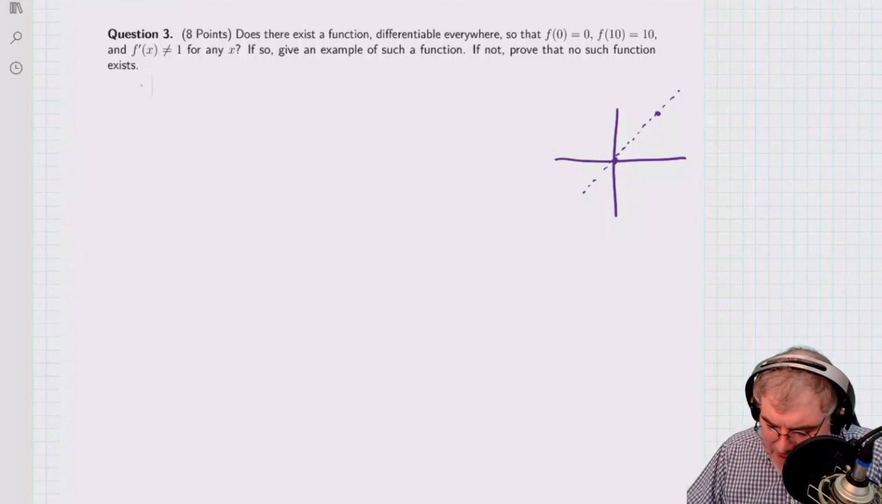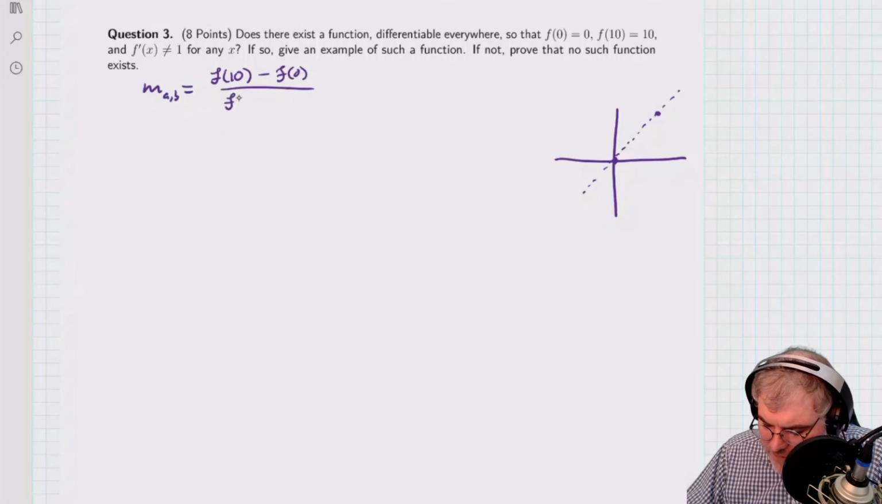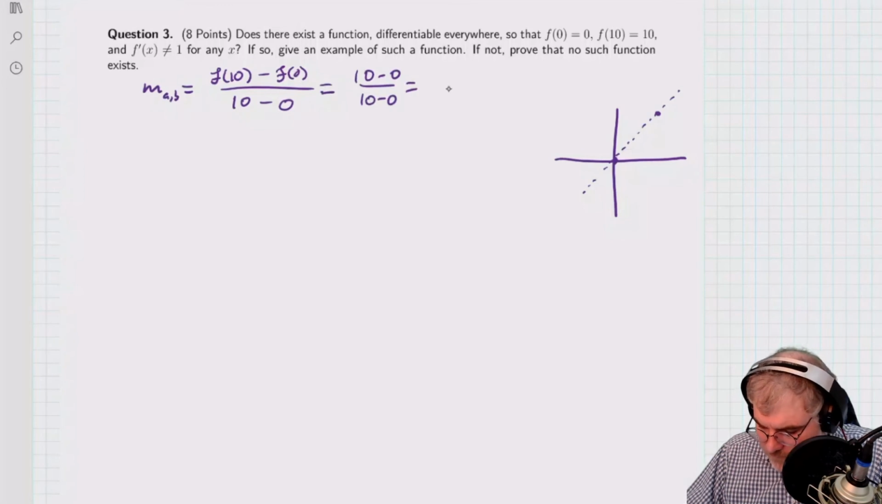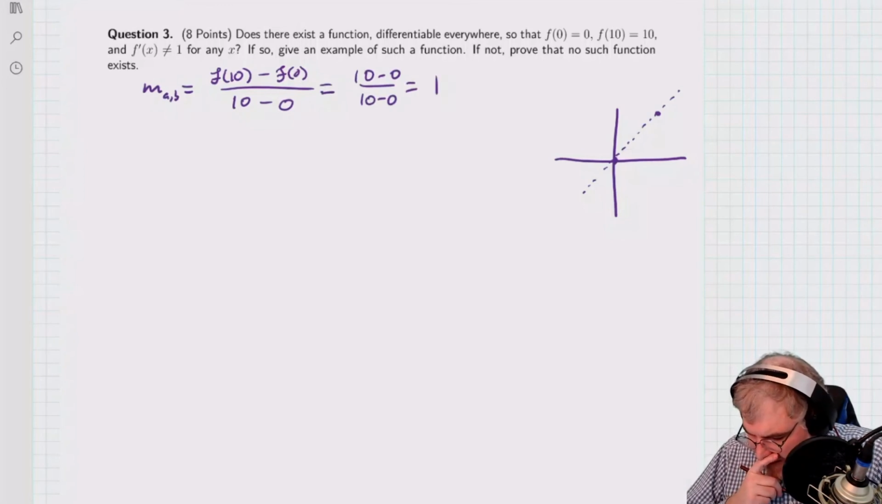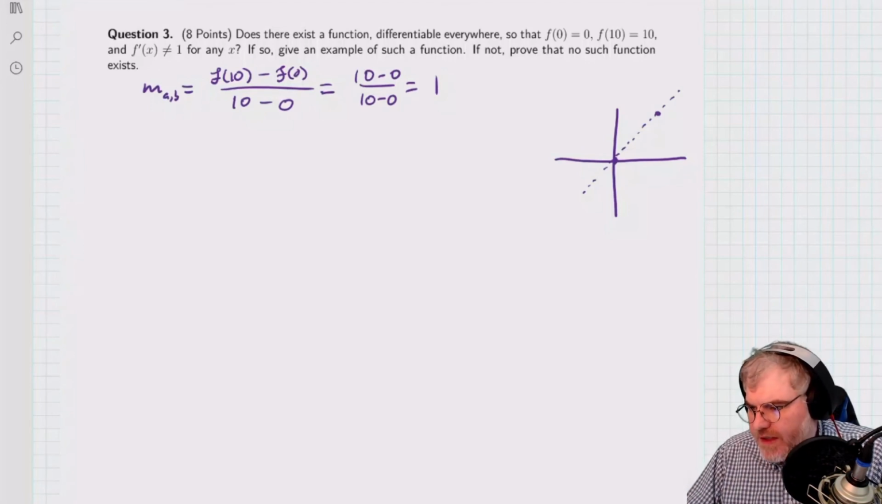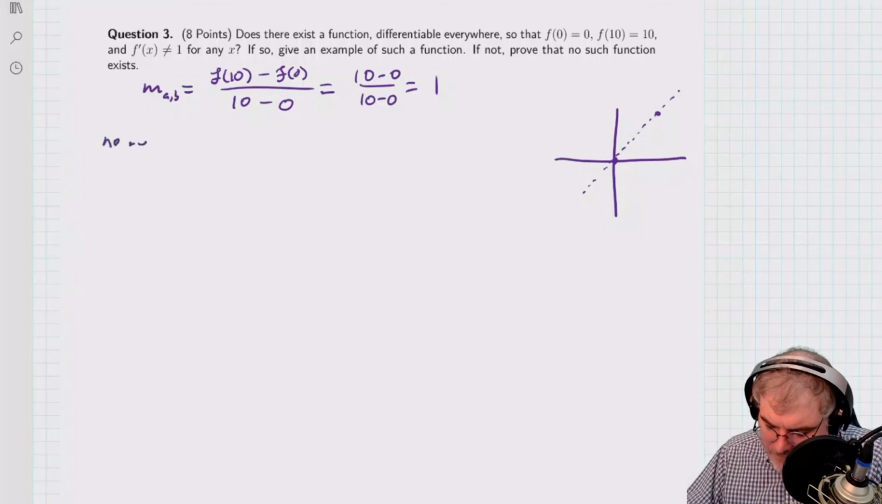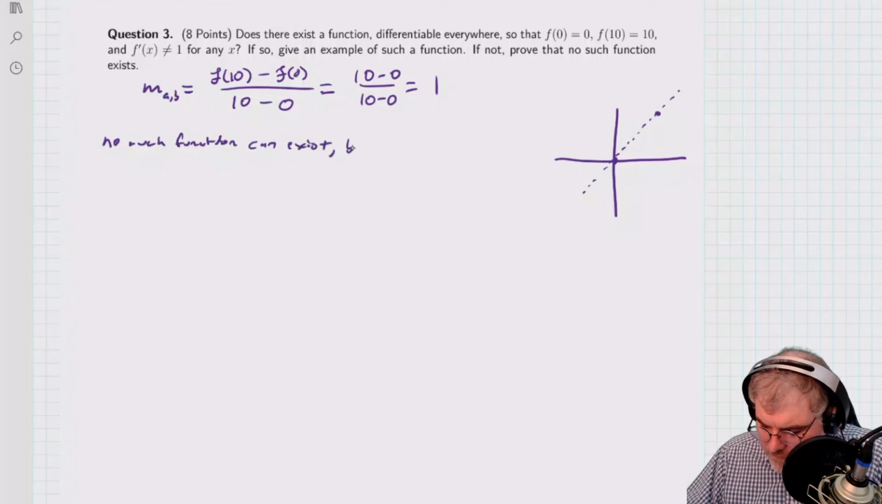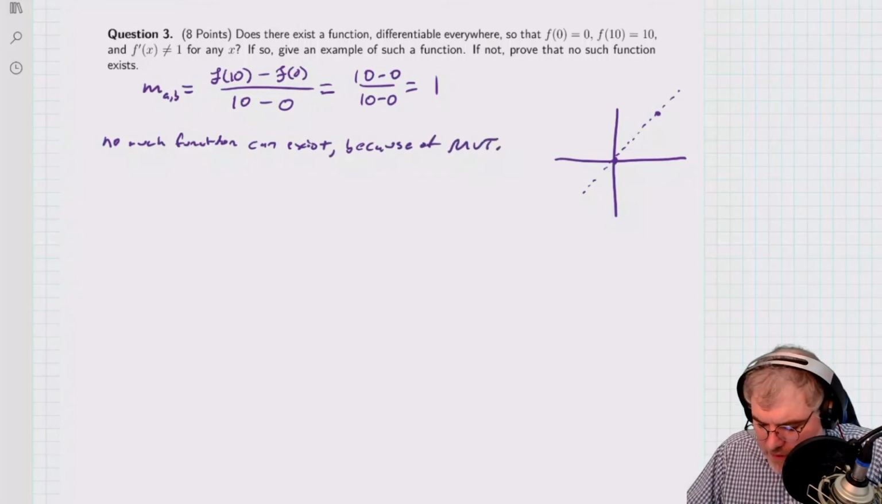So I look at this and I go, okay, m a b equals f of 10 minus f of 0 over 10 minus 0, which equals 10 minus 0 over 10 minus 0, which equals 1. Okay. So I say no such function can exist. Reason: MVT. Okay, so I kind of just had my strategy and all things rolled into one. And then I'm going to say proof.